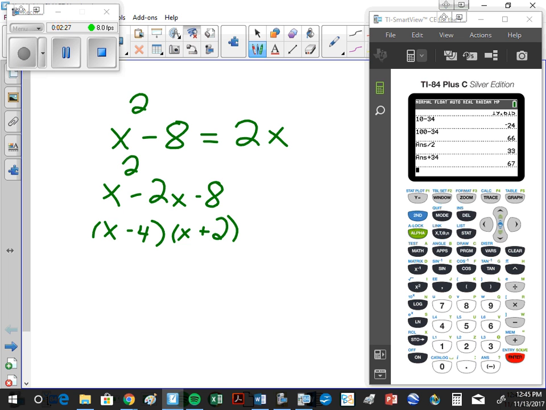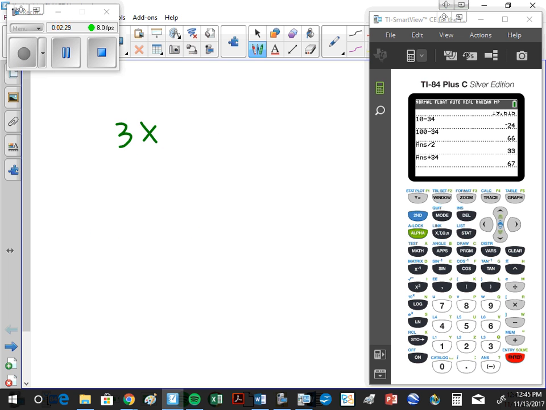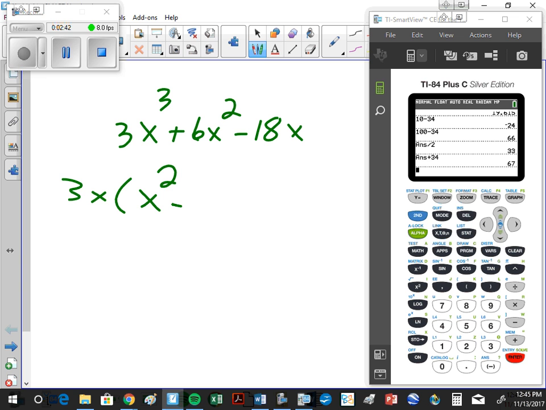So let's say I had 3x to the third plus 6x squared minus 18x. What should I do? Take out a 3x. So it'd be 3x, and then you'd get x squared plus 2x minus 9. And actually, that one didn't factor, but just take 3's out.